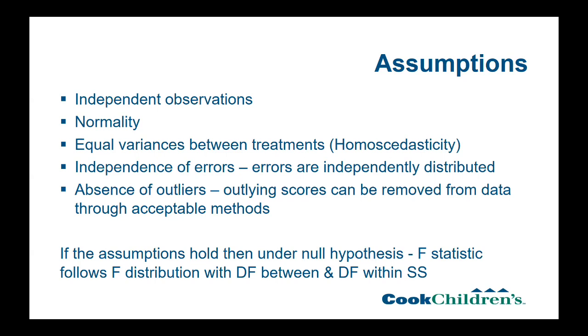So if the assumptions hold, then under the null hypothesis, the F statistic follows an F distribution with the degree of freedom between and the degree of freedom within for the sum of squares.